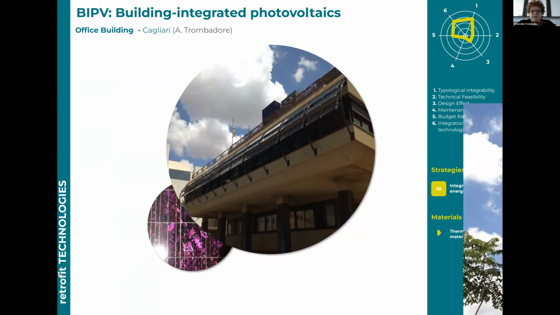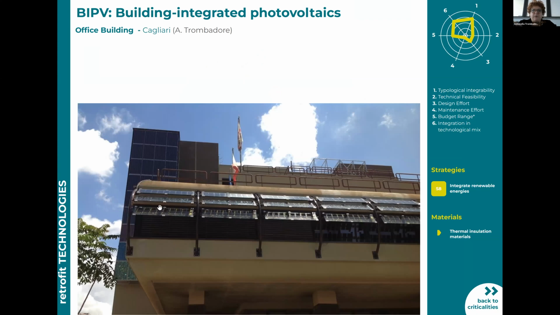Another example of best practice of retrofitting action is in Cagliari, another city in Italy, where we propose to integrate the photovoltaic like shading element. The budget was very, very low, and we propose again to reduce the energy gain during the summer season, but taking benefit from the natural light, of course, in the office building inside.